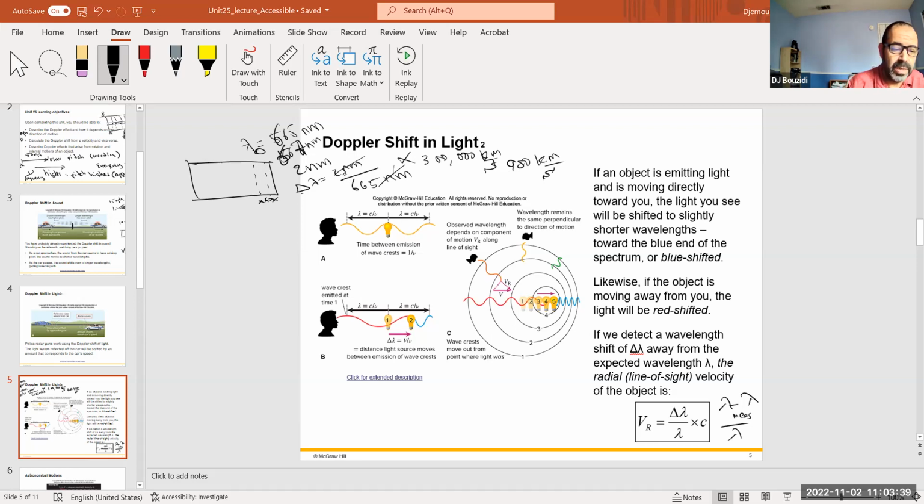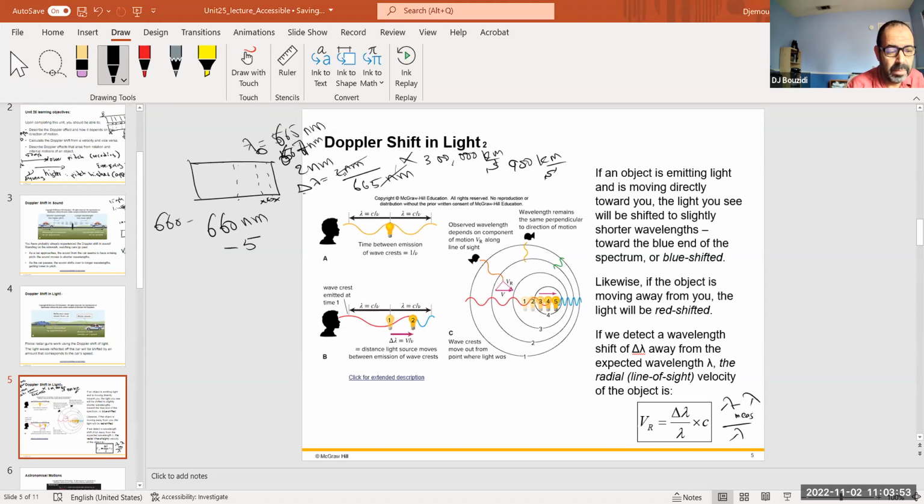Let's say, for example, instead of finding 667, we found it moving at 660 nanometers, okay, less than the 665. Obviously, the number in this case is going to be -5, because 660 minus 665 is -5 nanometers, divided by 665, still nanometers.